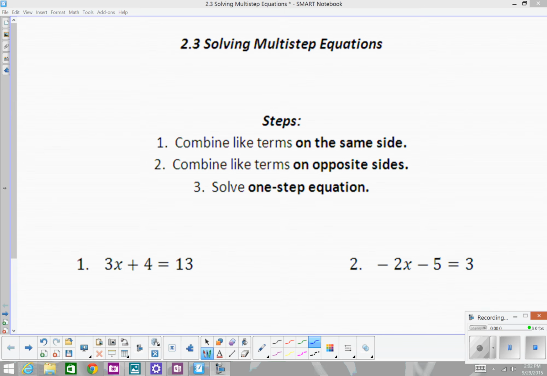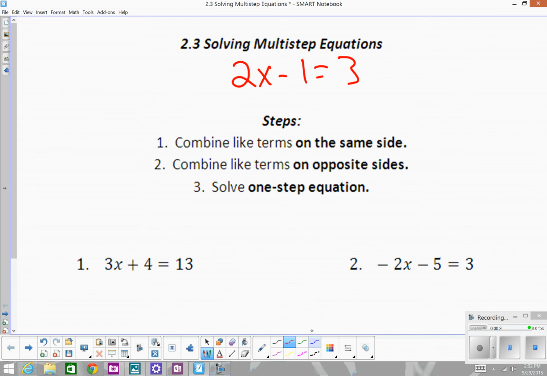Okay, welcome back. Today we're going to be talking about section 2.3, solving multi-step equations. Last section we talked about 2.2, solving one-step equations. Now we're going to do a combination of adding, subtracting, multiplying, and dividing to get our final answer. An example of an equation that we're going to solve is 2x minus 1 equals 3.